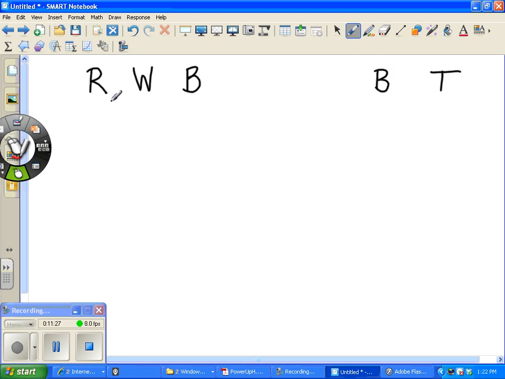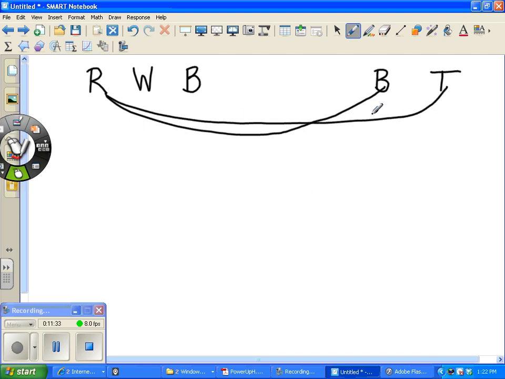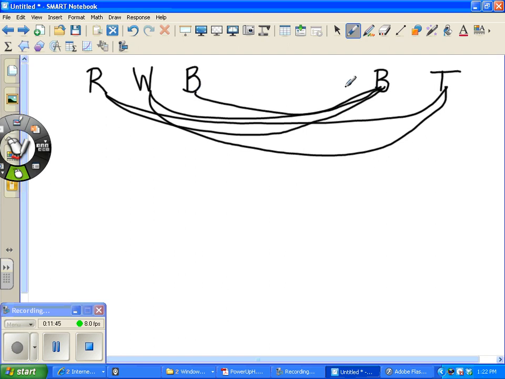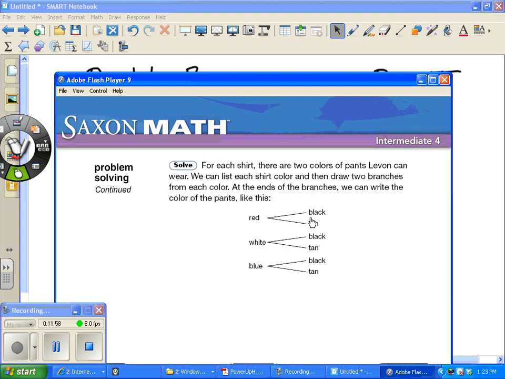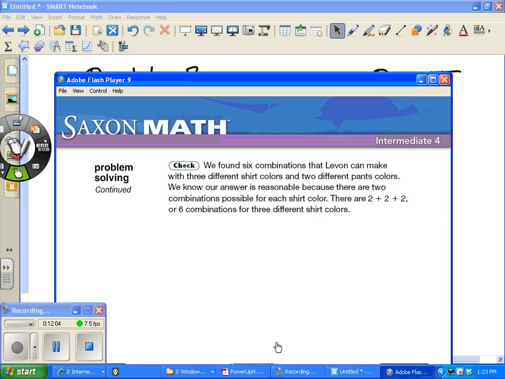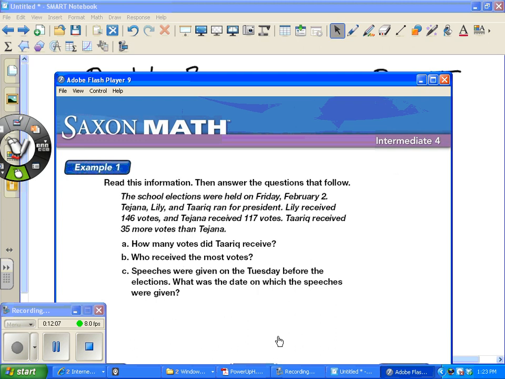So if we go red shirt with the black pants or red shirt with the tan, that's 2 different ways. We could have the white shirt with the black or the white shirt with the tan. That's 2 more ways. We could have the blue with black or the blue with tan. So 2, 4, 6 ways. And we did a little diagram too, a little bit differently, basically the same thing. And we are finished.